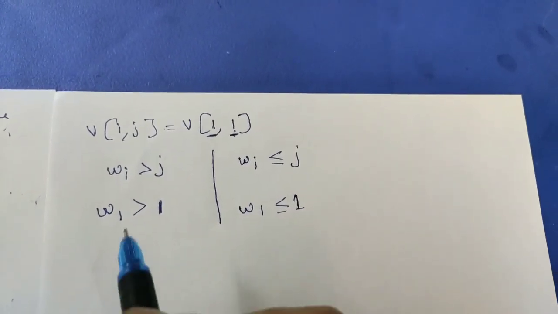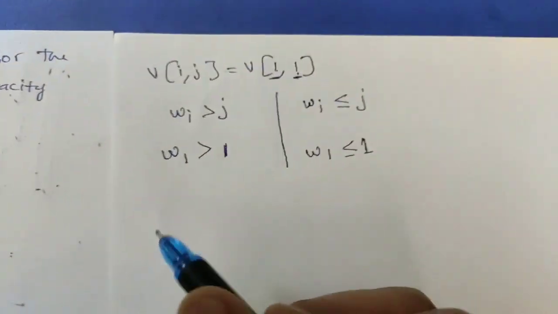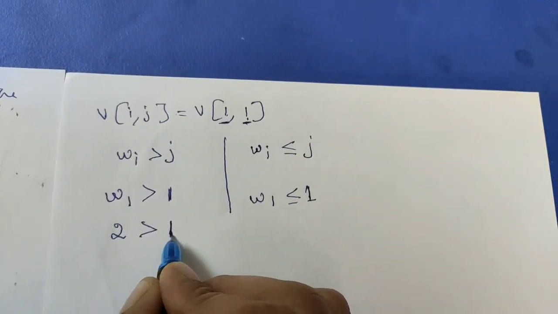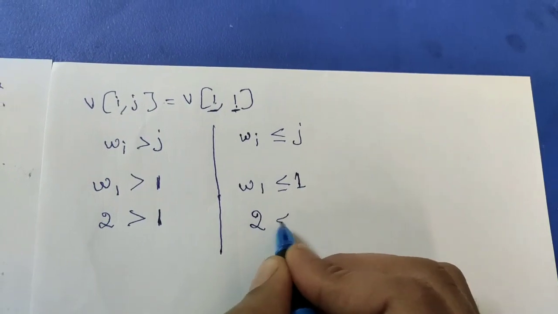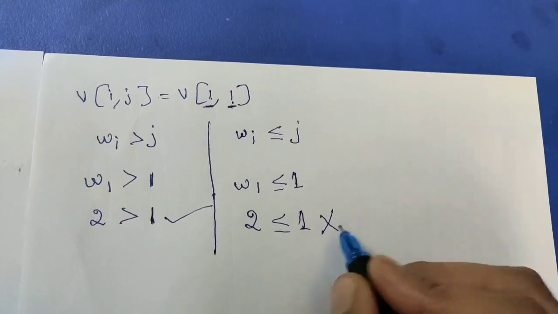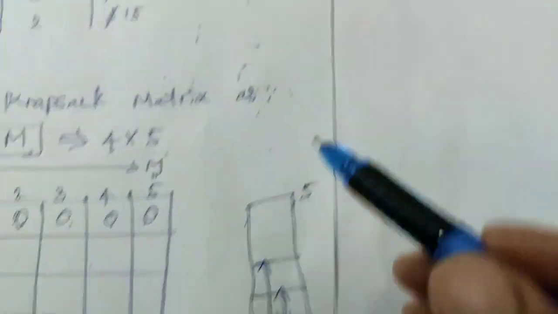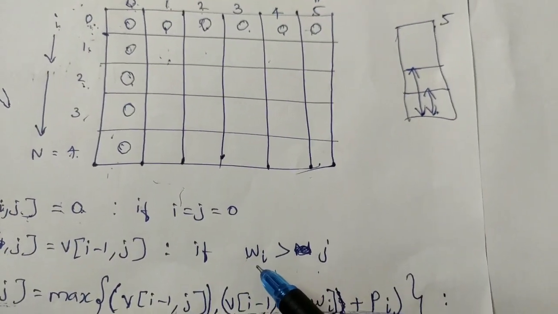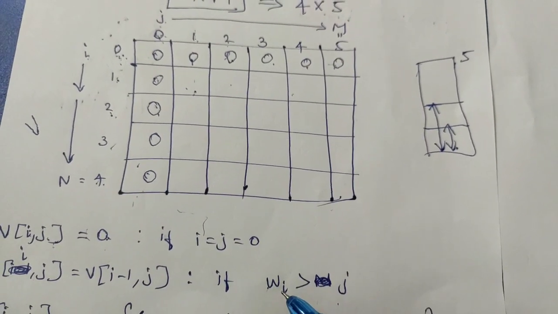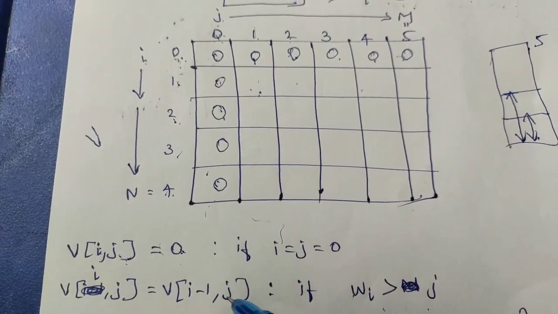Let me check. What is the weight of the first item in the given question? Weight of the first item is 2. 2 is greater than 1. Here, 2 is less than or equal to 1. Which condition is true? This condition is true. This is not true. So as per this condition, I have to go for selecting the second formula, Wi greater than j. That is, if the weight of the item is greater than the current knapsack capacity, which formula do I need to select? I have to select this formula.